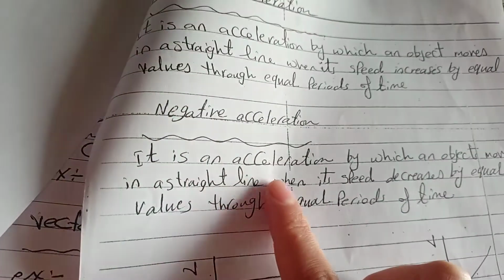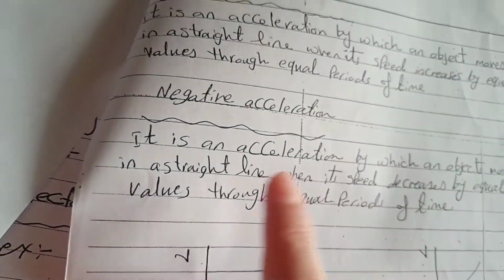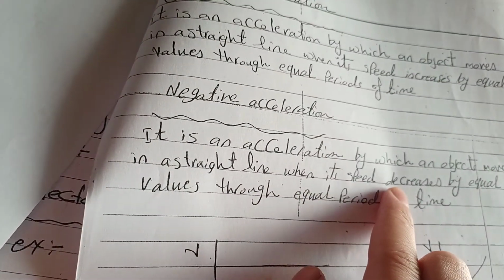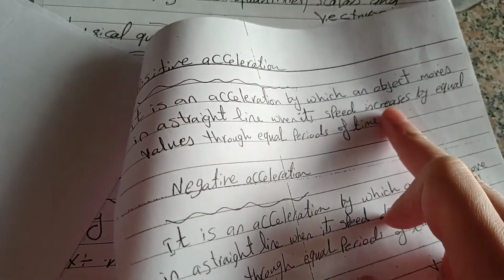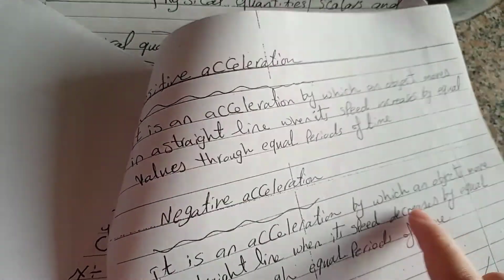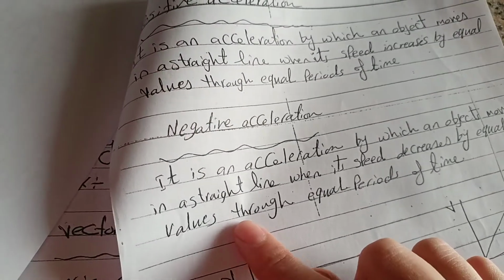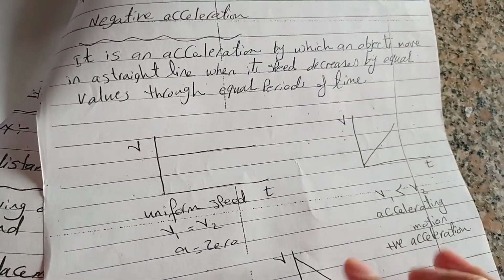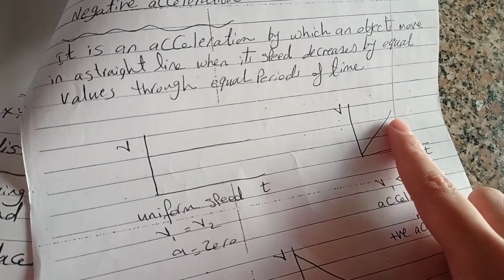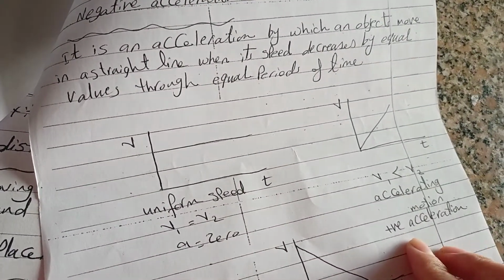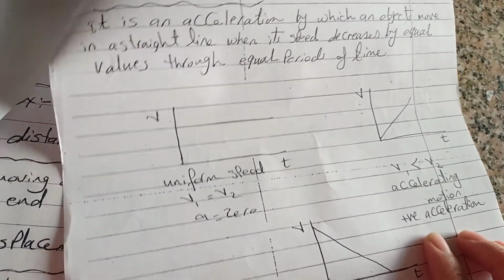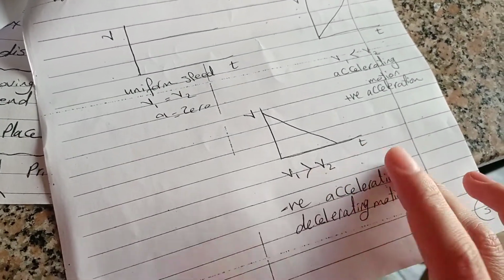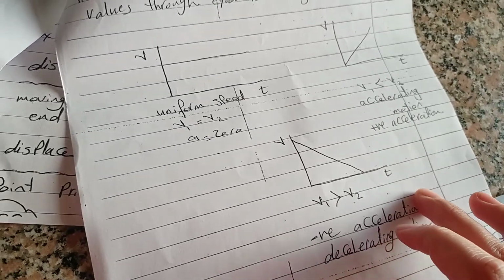Negative acceleration is an acceleration by which the object moves in a straight line when its speed decreases. In positive acceleration the speed increases, in negative acceleration it decreases, by equal values through equal periods of time. This is called positive acceleration or accelerating motion, and this is called negative acceleration or decelerating motion.